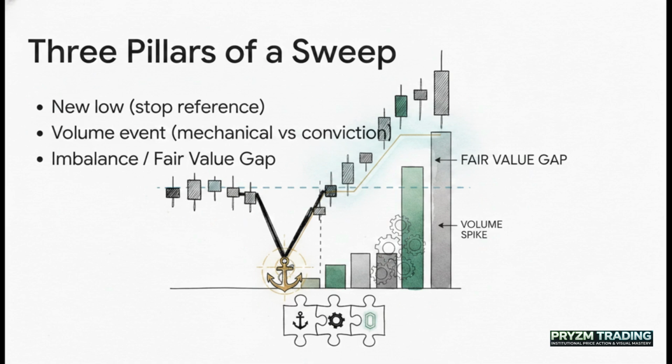Second, it triggers a volume event. We'll dig into this in a second, but basically volume tells you if the move was just mechanical stop-losses firing off or if it was real heavy conviction selling. And third, it creates an imbalance or a fair value gap. Because price moves so ridiculously fast to grab that liquidity, it skips over levels, leaving a gap that price will usually return to. It's kind of like a 3-legged stool. You need all 3. Missing even one means you're trading on incomplete information.